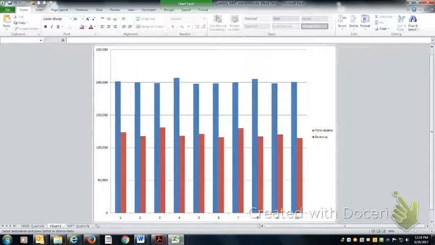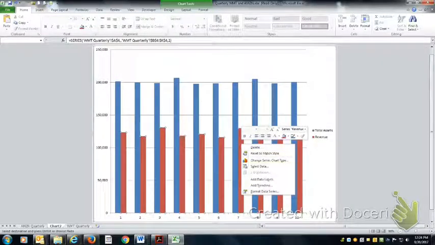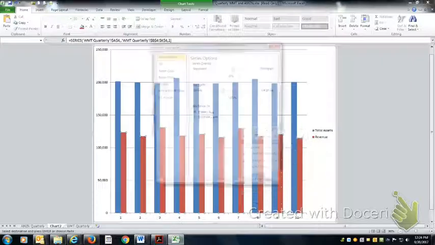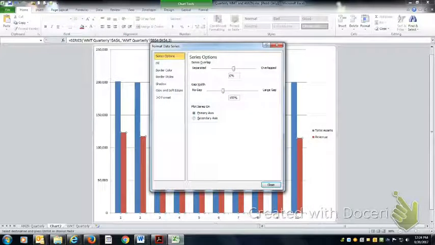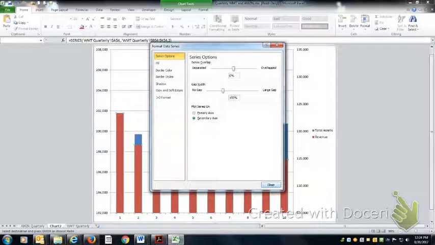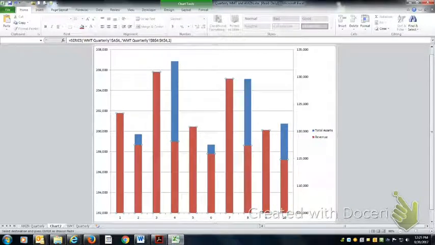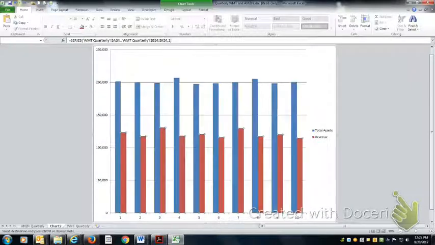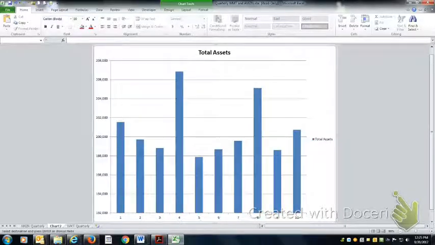All right, so that blue is assets. Let me put the revenue on a different axis. Well, let me go back to just finish this up. You get a peak in the third quarter on assets. We take out the revenue, you're getting a peak in the fourth quarter.